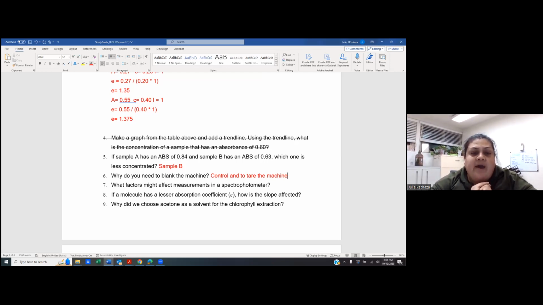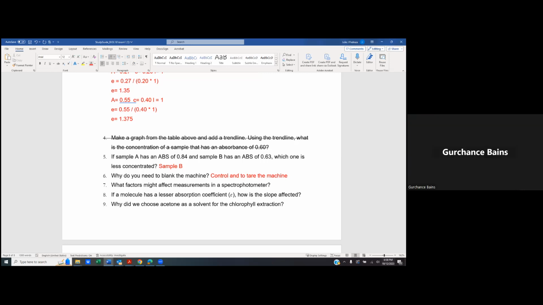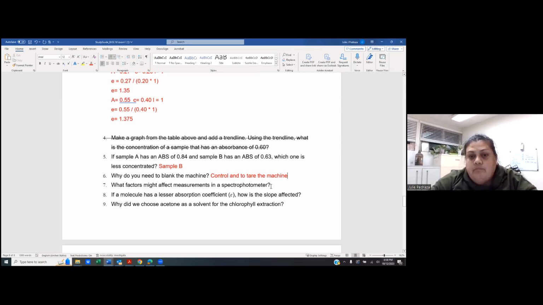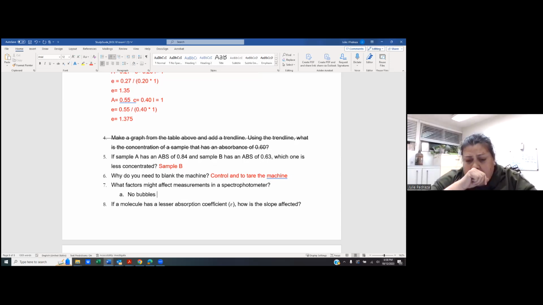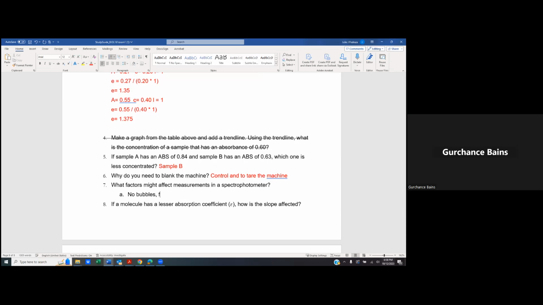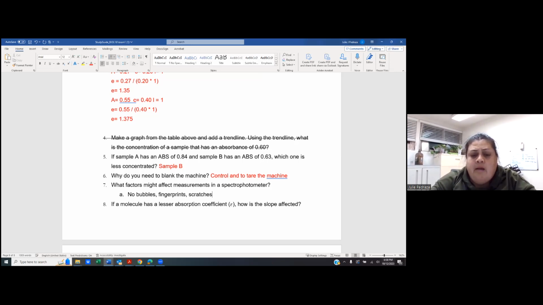Okay, what factors might affect your measurements in the spectrometer? We talked about this with the beer, and you can use the beer as an example. What do we need the beer to be in order for it not to mess with the absorbance? It needs to be flat, so there are no bubbles. Correct, no bubbles in it. What else? Smudges on the glass, like fingerprints. Exactly. Fingerprints, scratches, anything else?